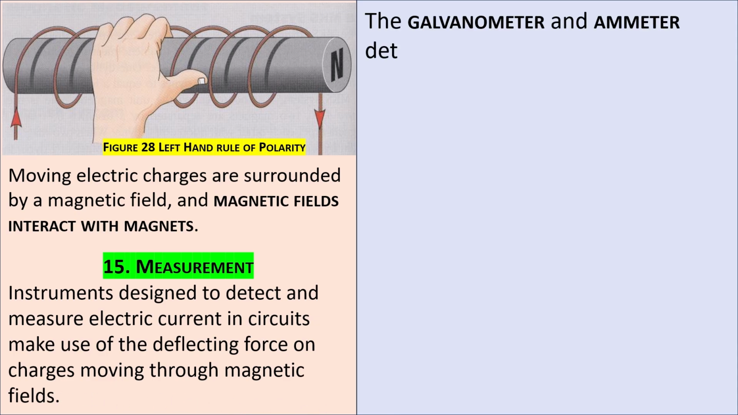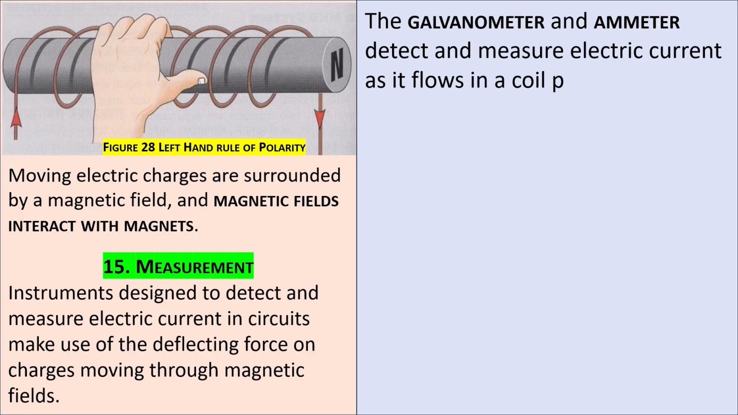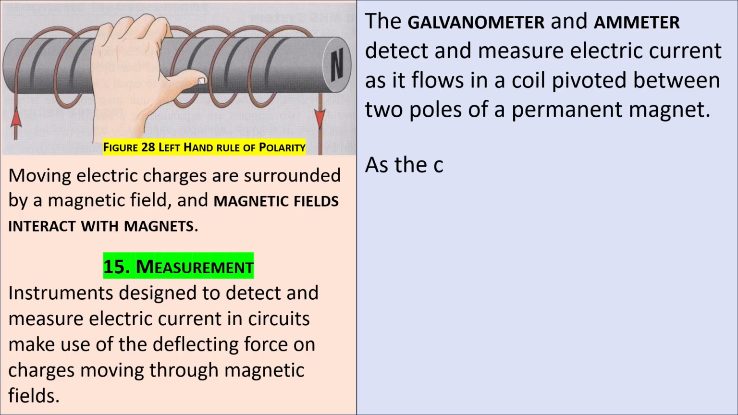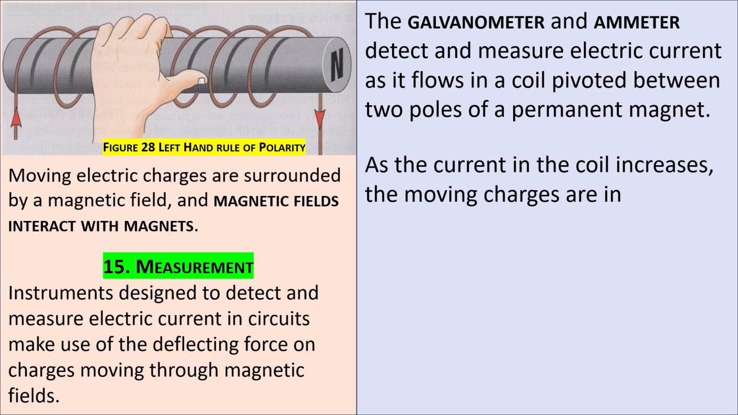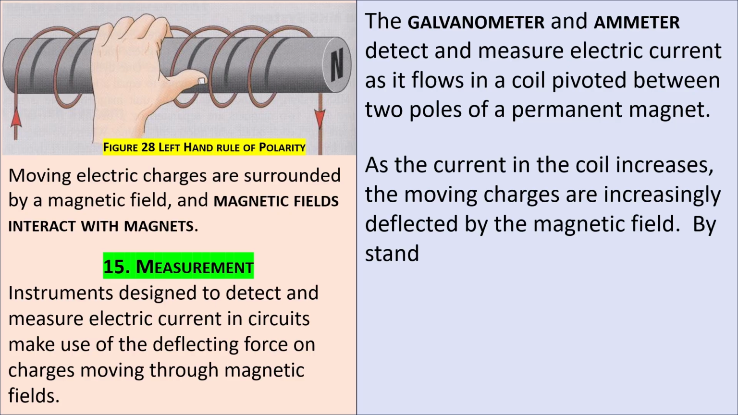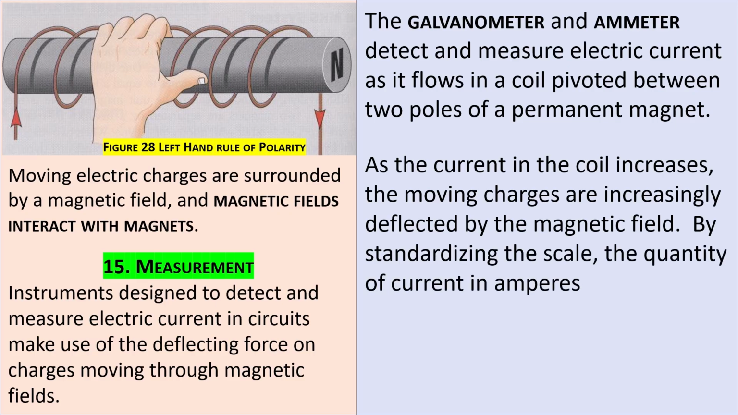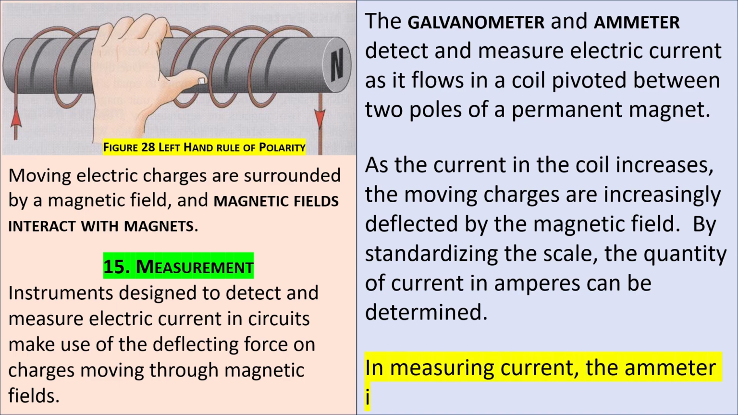The galvanometer and ammeter detect and measure electric current as it flows in a coil pivoted between two poles of a permanent magnet. As the current in the coil increases, the moving charges are increasingly deflected by the magnetic field. By standardizing the scale, the quantity of current in amperes can be determined. In measuring current, the ammeter is connected in series in the circuit.